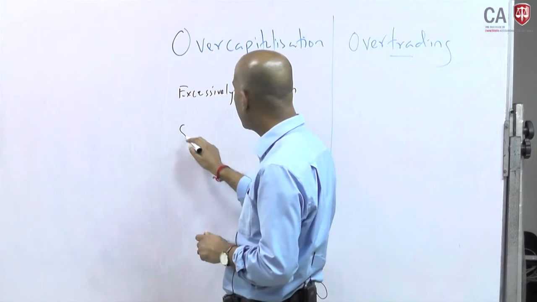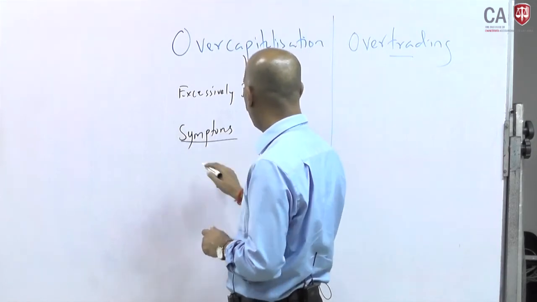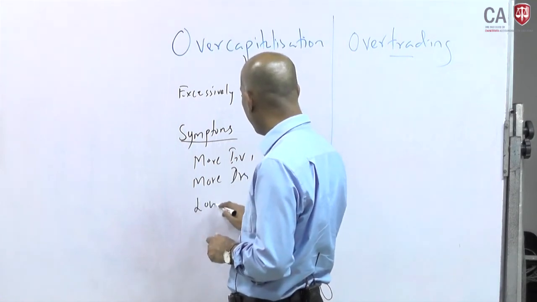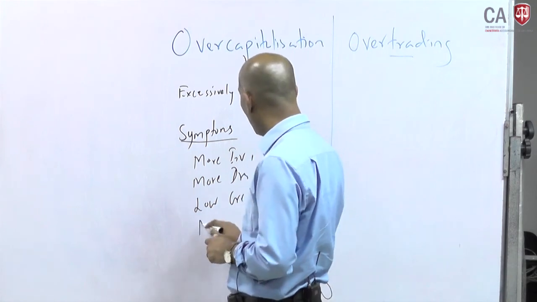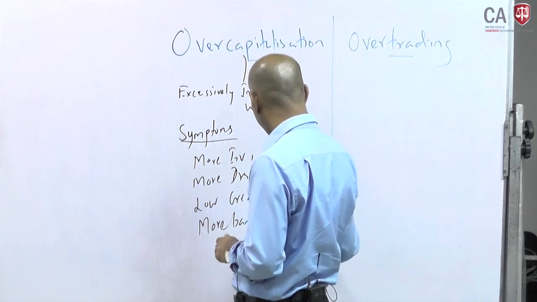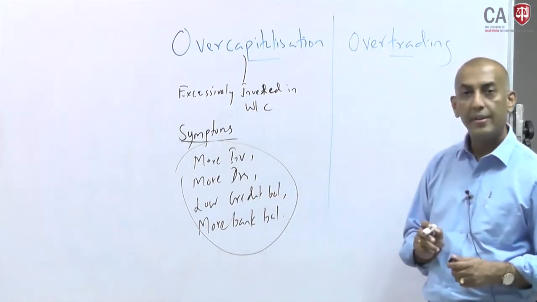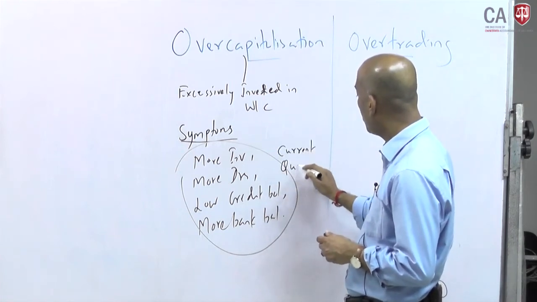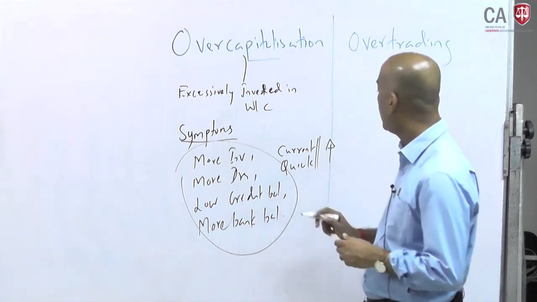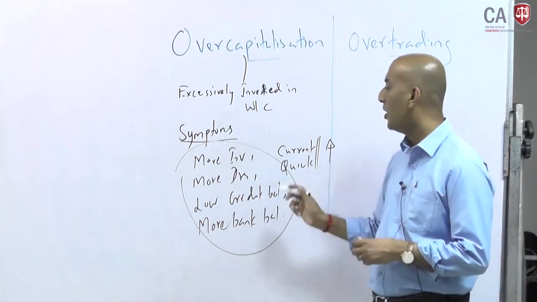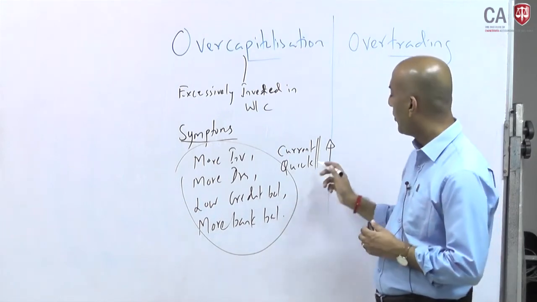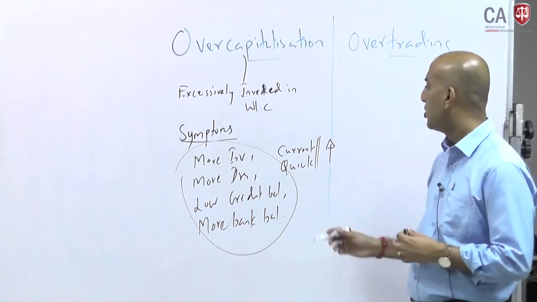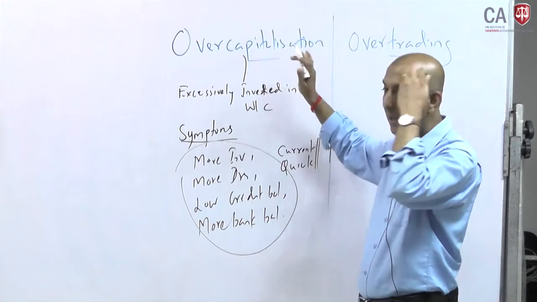So you will see these symptoms in the organization: more inventory, more debtor balance, lower creditor balance, more bank balance. These are the symptoms of overcapitalization. So therefore the current ratio and quick ratio will be high, because all of these are there. When you calculate, the current ratio may be 2.5 and the quick ratio may be 1.5 or 2. It will be very high numbers. This is what you observe as symptoms when you say overcapitalized company.